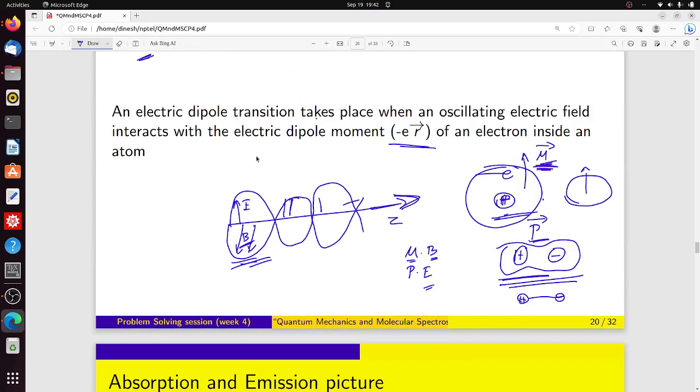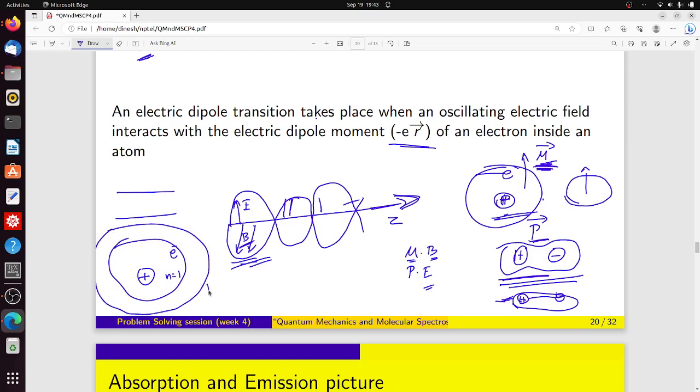What is this? The state transition is also an electric dipole transition. If there is some external oscillating electric field, it will interact with this dipole, and it will absorb or radiate some energy, and it will change its state. Like initially, let's say there is a positive charge and this electron is revolving around the first orbit, n equal to 1, and there is a second orbit, n equal to 2.